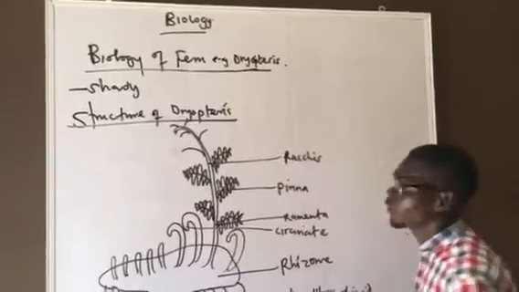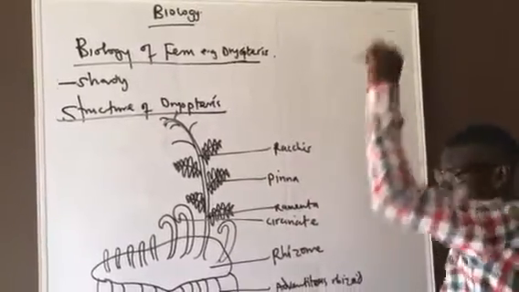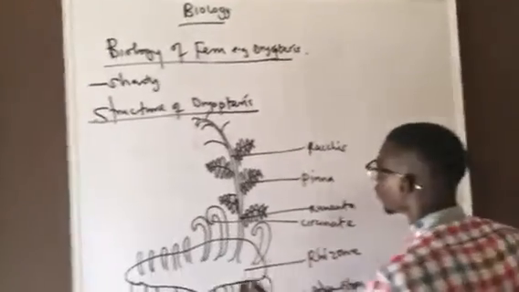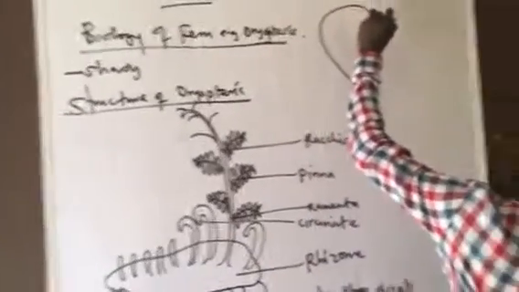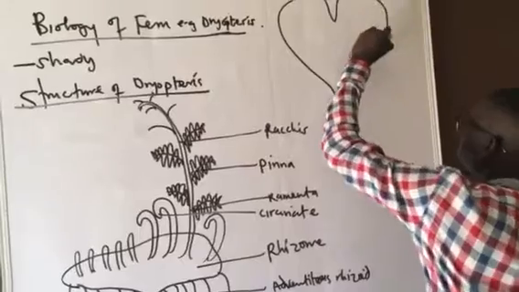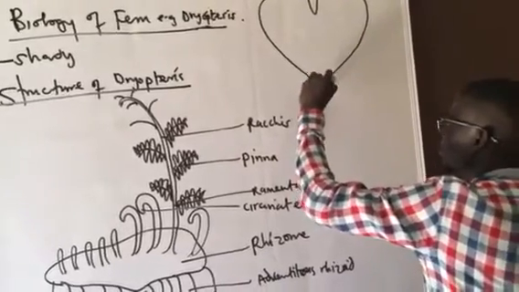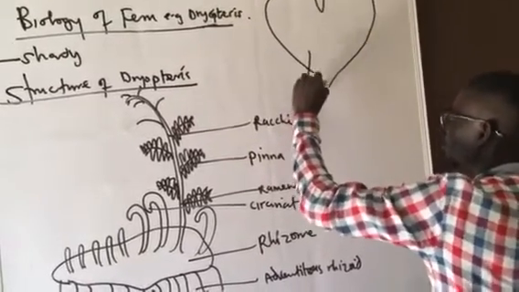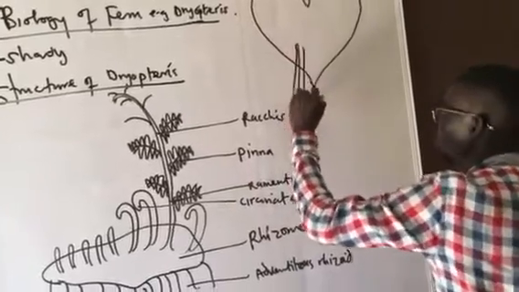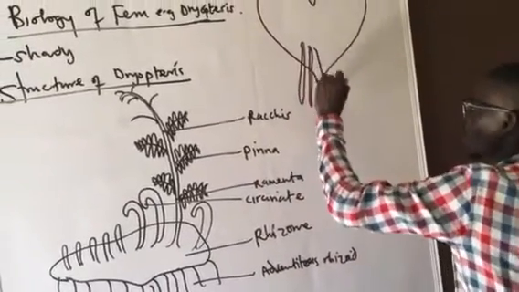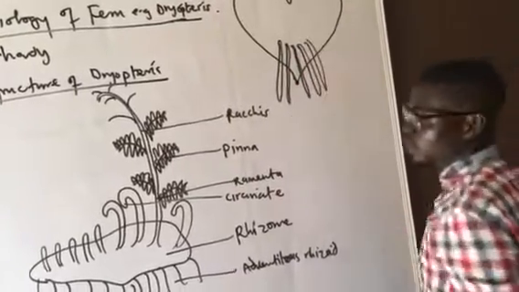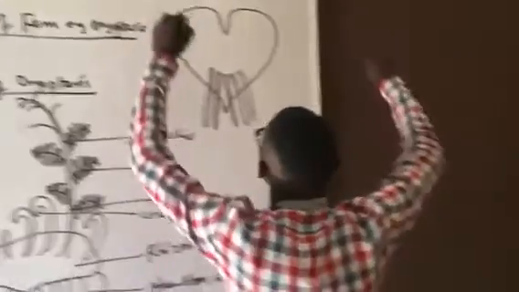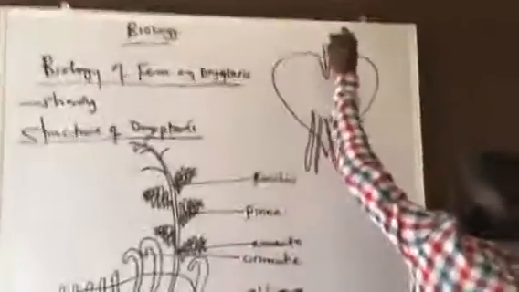Then we also have the gametophyte. However, the sporophyte generation is the dominant generation. The gametophyte is the heart-shaped prothallus. So this structure is structure of love because it has heart. Love was derived from the structure of heart. So this is the point of growth.